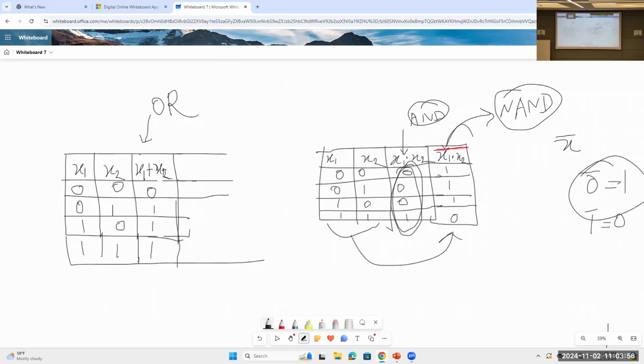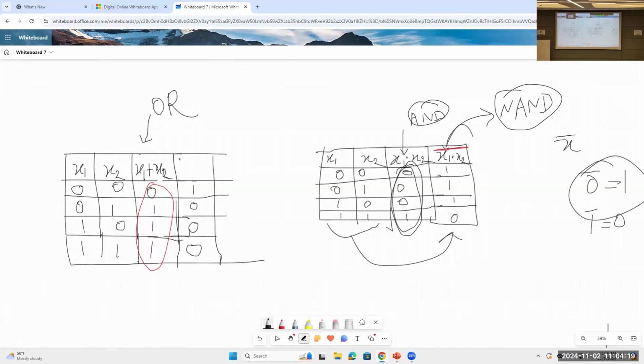And the same thing, we will invert all these entries, I mean all these results. Then what will happen? 0 will be converted to 1, 1 will be converted to 0. I mean, the whole opposite.